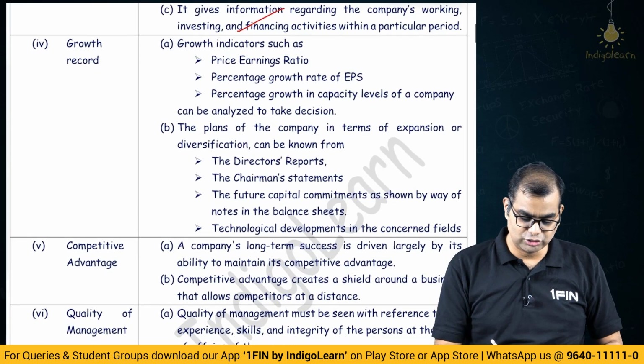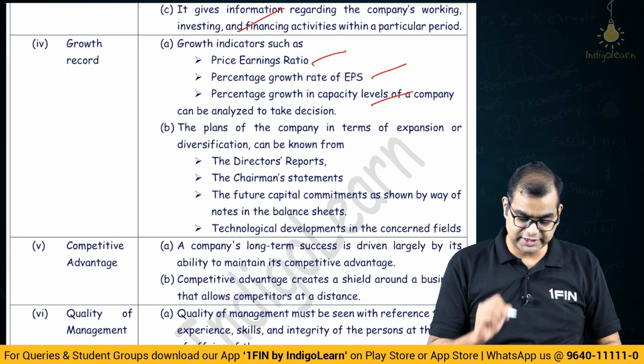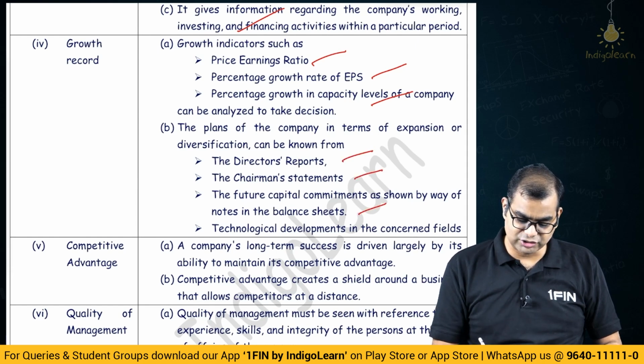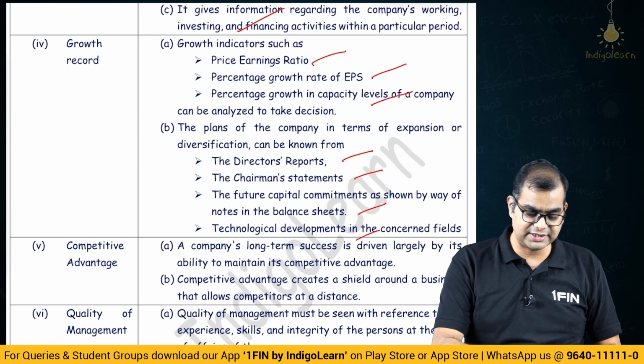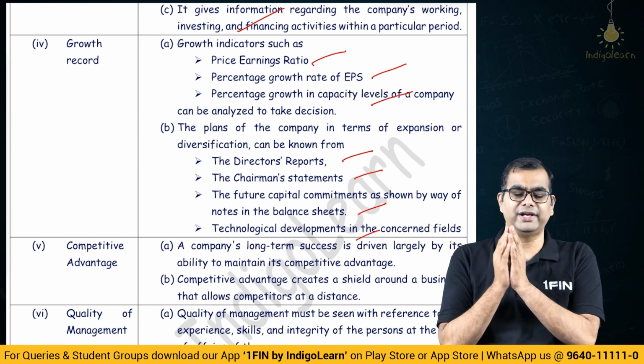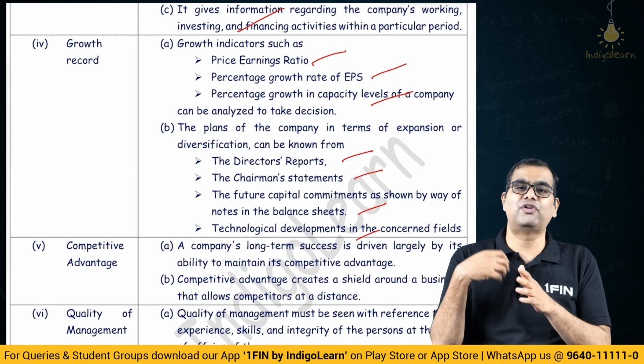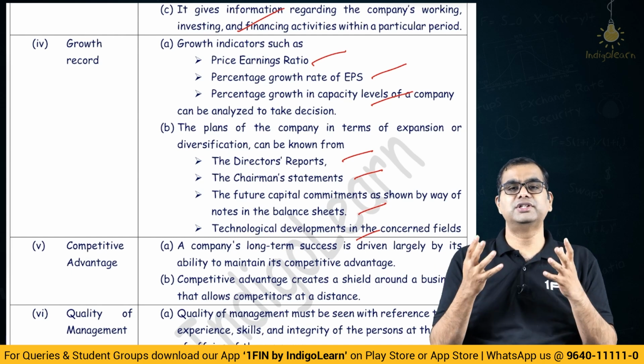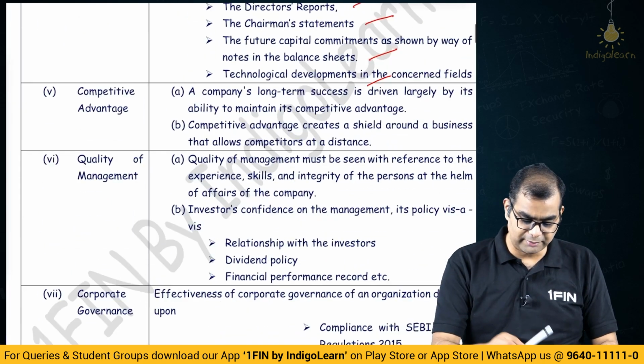Then growth record: you look at PE ratio, growth rate of EPS, percentage growth in capacity levels of a company. You look at all these kinds of growth rates, and future plans of the company can be known through the director's report, chairman's statement, future capital commitments and technology advancement. So, basically you are trying to find out what is the potential growth prospect of this company. You are trying to use some historical data, some forward looking data and figure out how this particular company is going to perform.